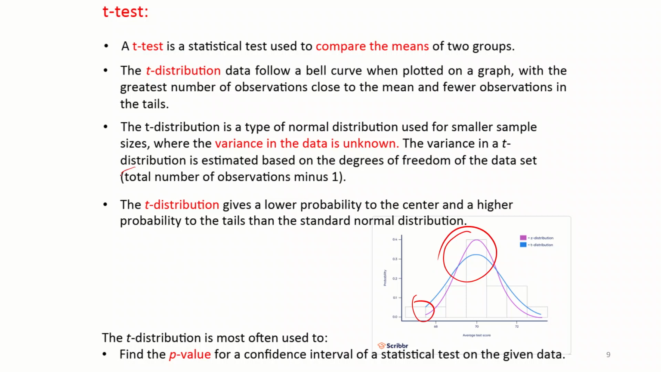The degree of freedom is the total number of observations minus 1. The t-distribution gives a lower probability to the center and a higher probability to the tails than the standard normal distribution. So it's often used to find the p-value for a confidence interval of a statistical test on the given data.